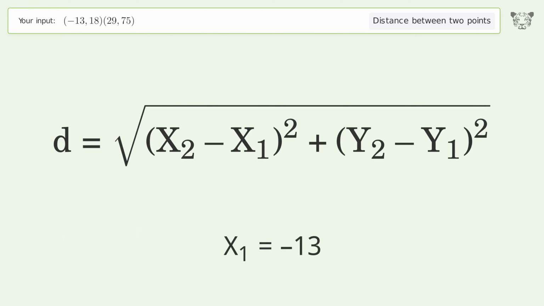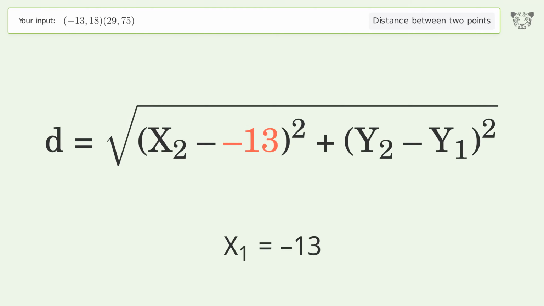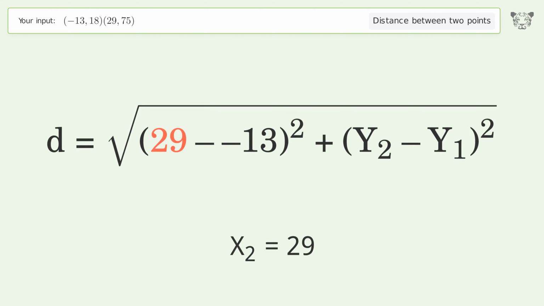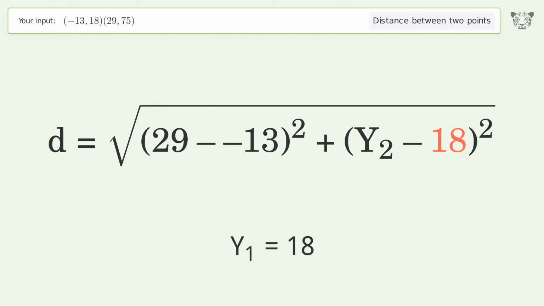x1 equals -13. x2 equals 29. y1 equals 18. y2 equals 75.